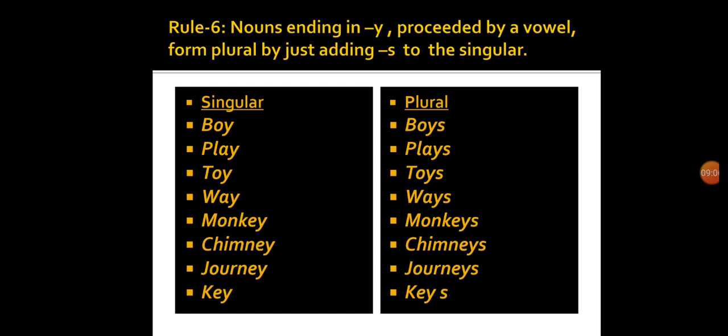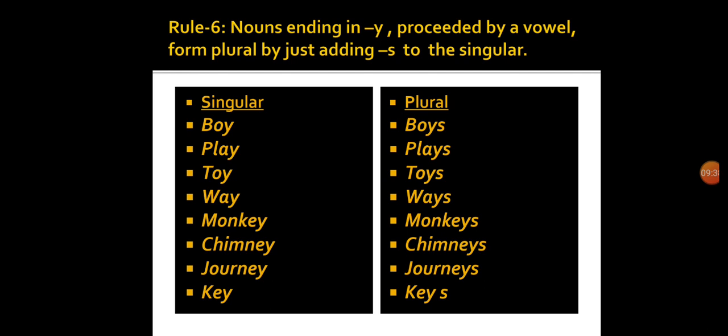Now I come to rule 6. Nouns ending in y preceded by a vowel form plural by just adding s to the singular. For example, boy. Here the last letter is y, but it is preceded by a vowel, that is o. So here we would add just s for its plural form. Boy, boys. Play, plays.